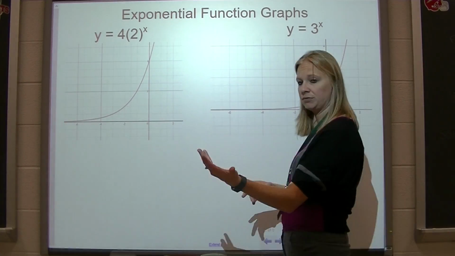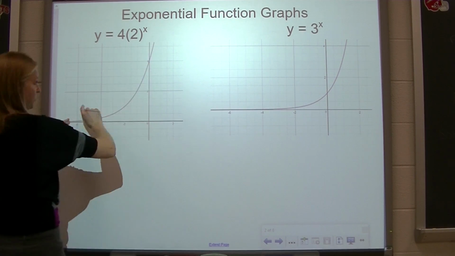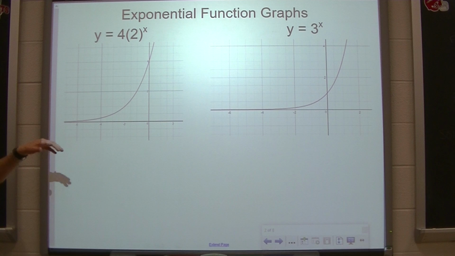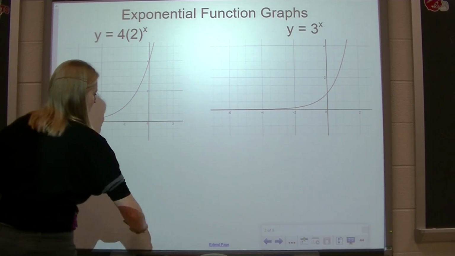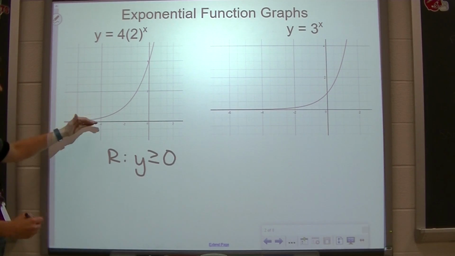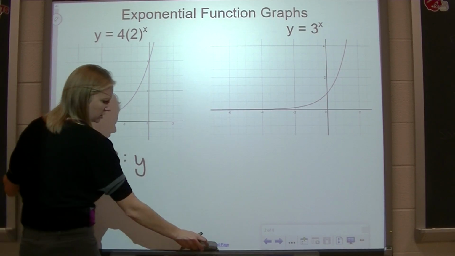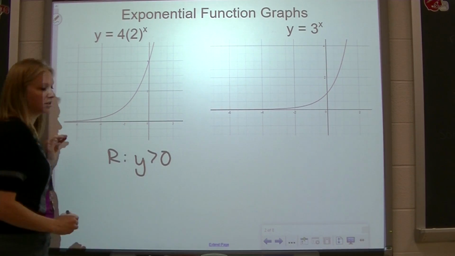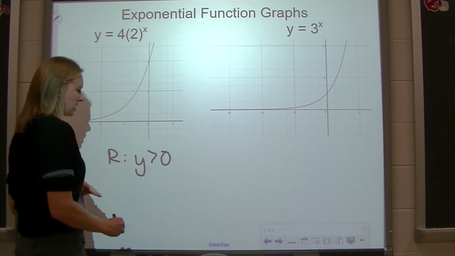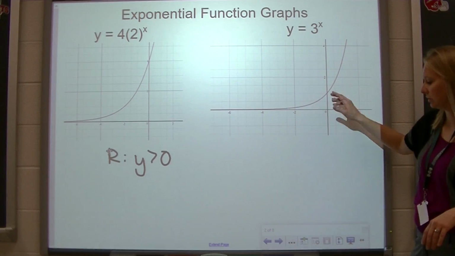The domain for each of these is all real numbers. This is going infinitely in each direction. The range, however, in every single one of these is y is greater than 0. It is never going to cross, actually, I don't think it even touches it. Y is greater than 0. It doesn't cross, nor will it ever touch the x-axis.